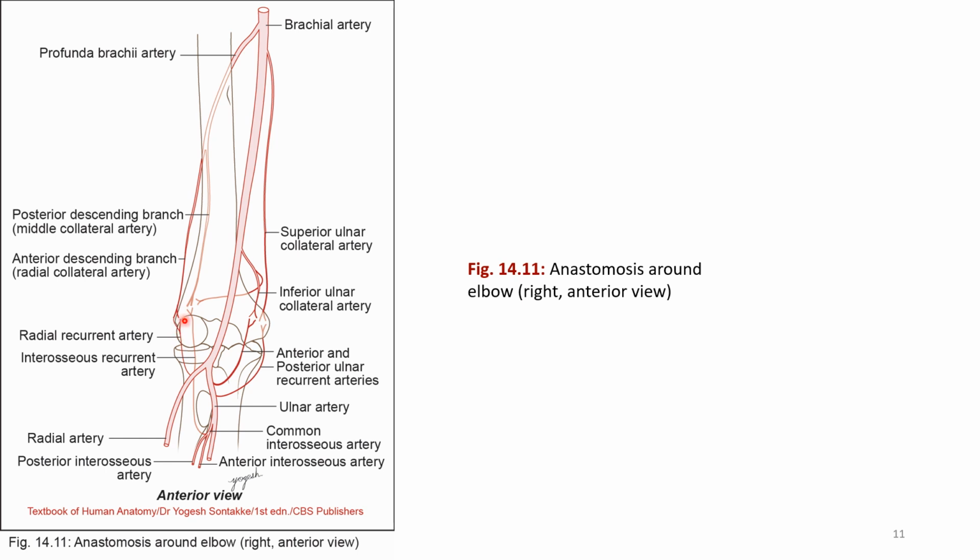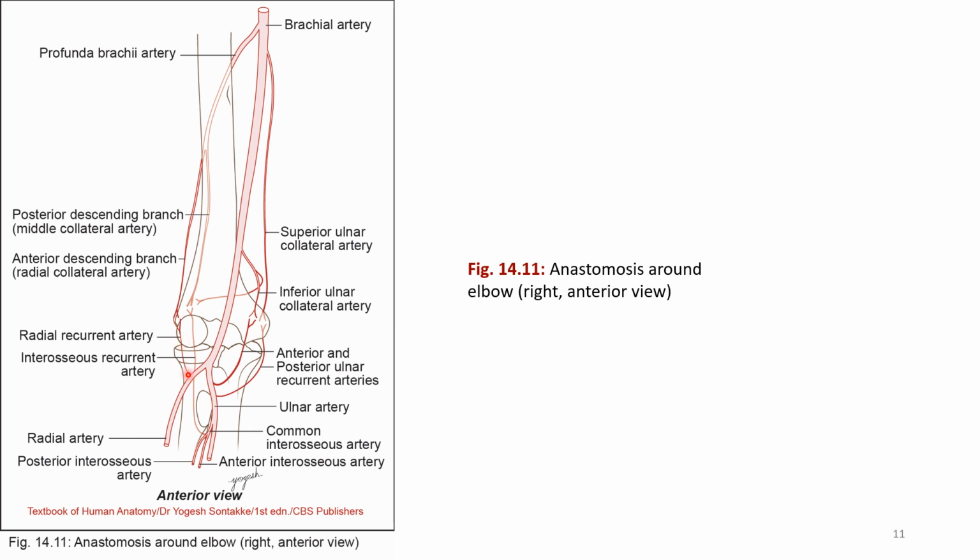So in front of the lateral epicondyle, the radial collateral branch, or anterior descending branch, which is a branch from the profunda brachii artery, anastomoses with the radial recurrent branch of the radial artery. I repeat, in front of the lateral epicondyle, the radial collateral artery or the anterior descending branch of the profunda brachii artery anastomoses with the radial recurrent artery, which is a branch from the radial artery.